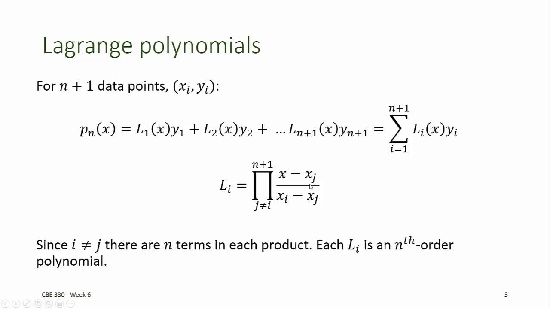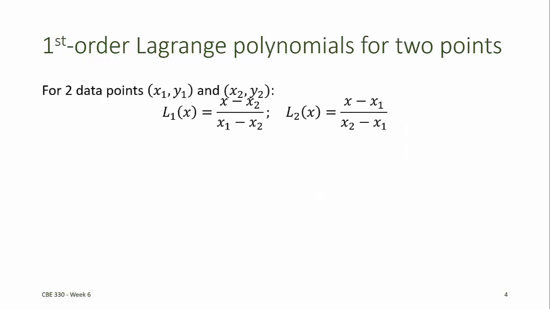Notice that when we take the product of these numerator terms, if there are n plus 1 terms, but we skip the term for which j is equal to i, then we will have n terms that each have an x minus x sub j in them. Those n terms, when multiplied together, will give us an nth order polynomial. The denominator of each of these is a constant, and it's just the difference between two values of the independent variable x. To illustrate how this works, we'll derive the simplest Lagrange polynomial.